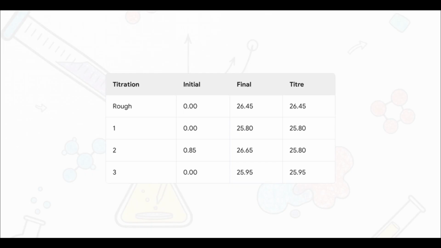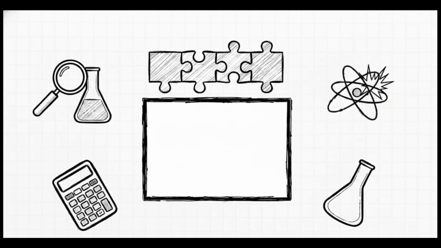You got the rough titration followed by titrations 1, 2, and 3. Take a second and try to spot which results are concordant, meaning, of course, they are within 0.10 centimeters cubed of each other. Let's see how this data builds into a classic multi-part exam question. We need to complete 5 specific tasks.